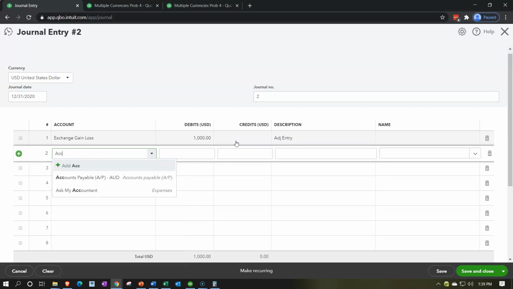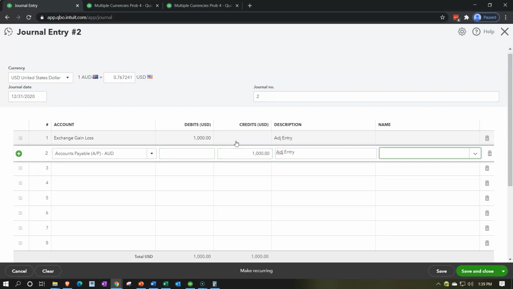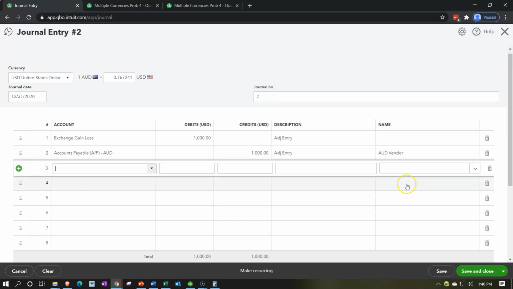So we'll say this is going to accounts payable. Now because I'm hitting an accounts payable type of account here, I'm going to have to assign a name to it. So I'm going to have to give a vendor. What did I call it before? It was the AUD vendor. So we're going to pick that AUD vendor again. Have to have a vendor because it is an adjusting entry.